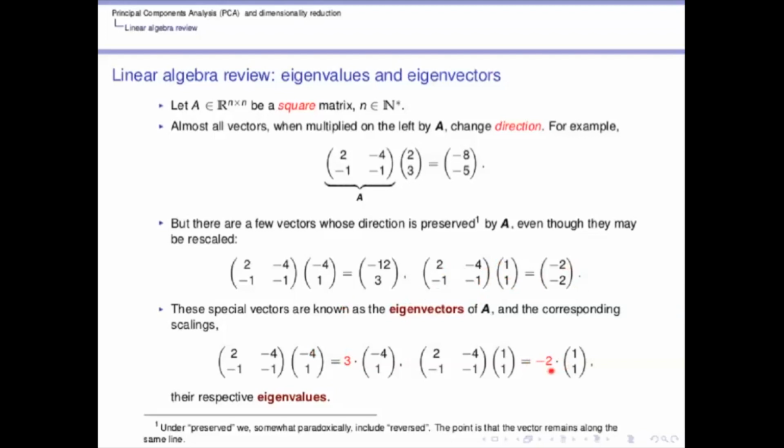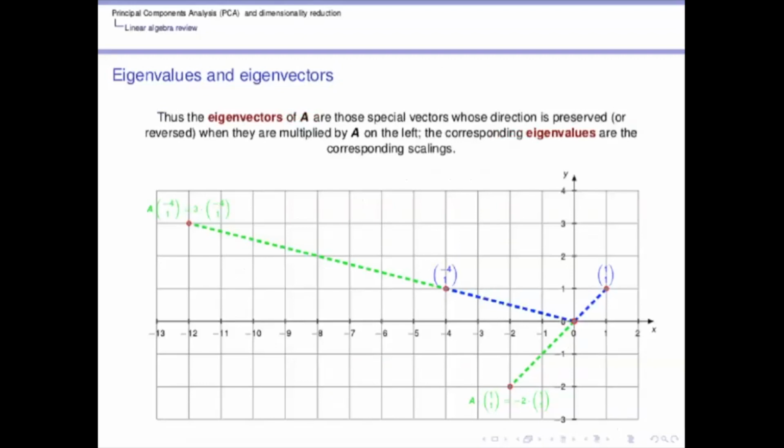That means that we have guessed or found 2 eigenvectors: -4 and 1, and the other one is 1 and 1. These are 2 eigenvectors for this transformation that we denoted by A in the beginning. So far so good. This is what it looks like in formulas, and this is what it means in pictures. If you apply the transformation A to the vector -4 and 1, it just gets multiplied by 3 from here to here.